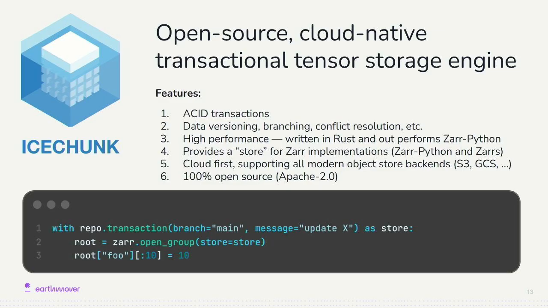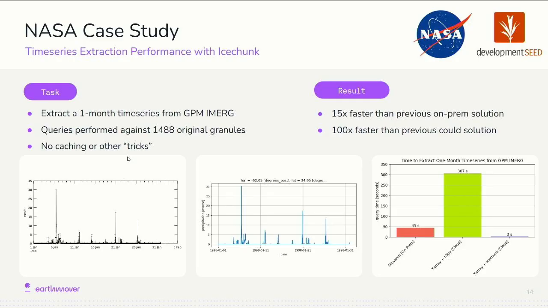It gives you a Zarr store interface. And so right here, you just pass in a Zarr store, so anything that uses Zarr Python or the Zarr Rust library can just use Icechunk as well. It's built for the cloud, and it's Apache licensed, 100% open source, runs entirely in an object store, so there's no extra server or anything like that.